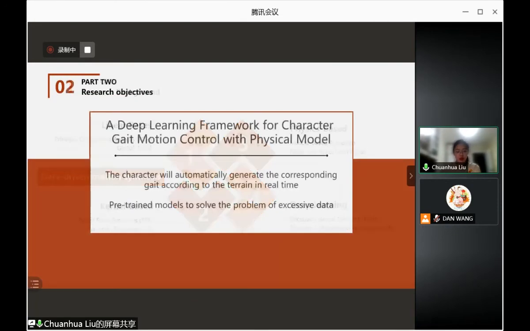Given the background above, here is the research objective. The research objective is to create a deep learning framework for character gait motion control with the physical model. The character will automatically generate the corresponding gait according to the terrain in real time, and portray the models to solve the problem of excessive data.